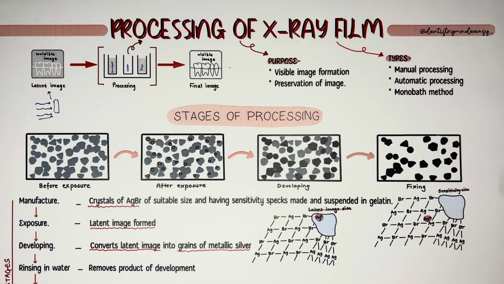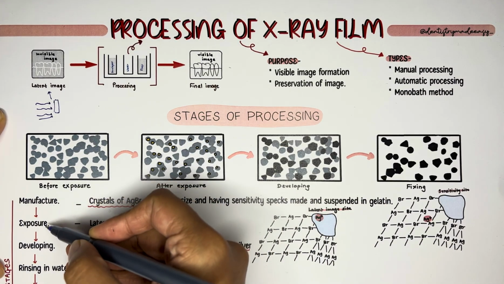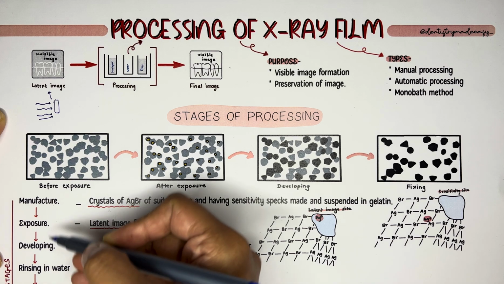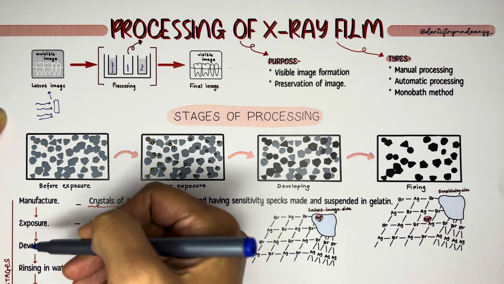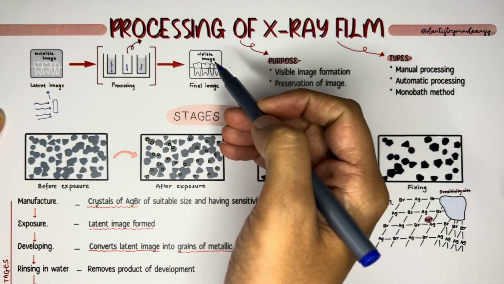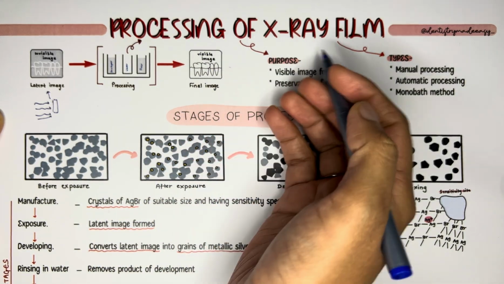So what do you mean by processing of X-ray film? X-ray film processing is nothing but a series of steps. You can see over here, this is a flow chart. So basically processing is nothing but a series of steps that will produce the visible permanent image on the dental radiograph.